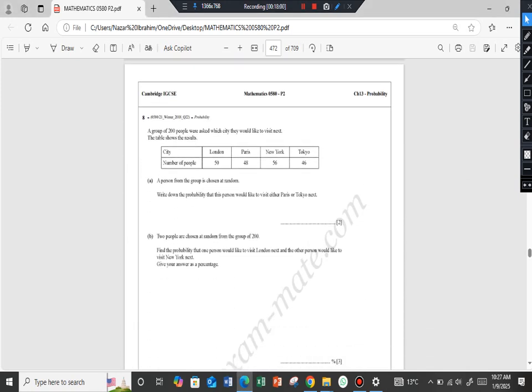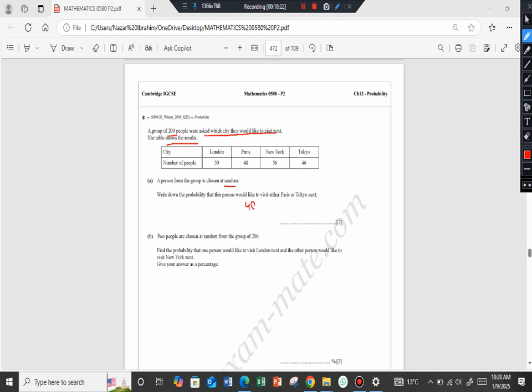Question number 8. We have a group of 200 people who were asked which city they would like to visit next. The table shows the results. Cities are given, number of people are given, right? Okay, 50 say London, 48 say Paris. A person from the group is chosen at random. Write down the probability that this person would like to visit either Paris or Tokyo next.